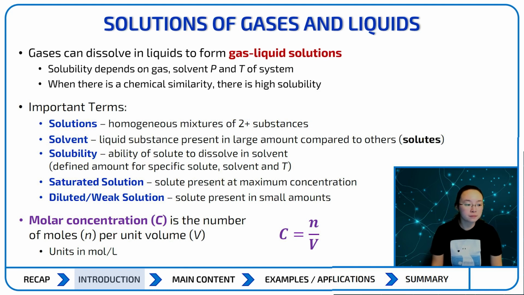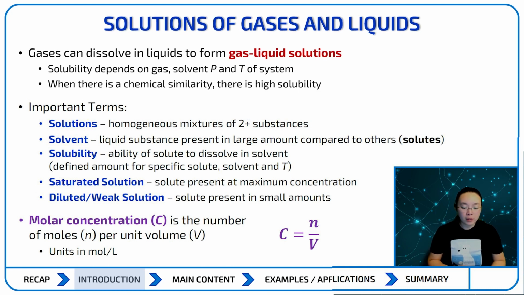The next thing we want to talk about is molar concentration, C. So from chemistry, if you've taken chemistry before, you'll know that the concentration of a solute or a solvent, you can calculate the molar concentration by knowing the number of moles per unit of volume. And the units are going to be in moles per liter.